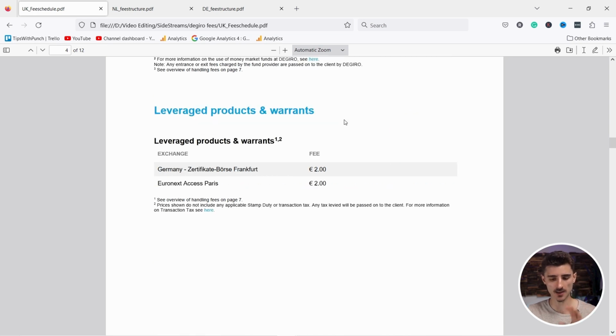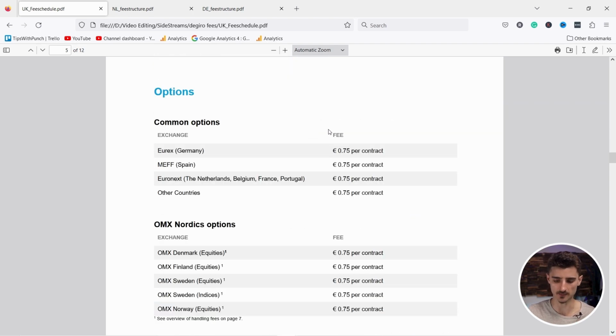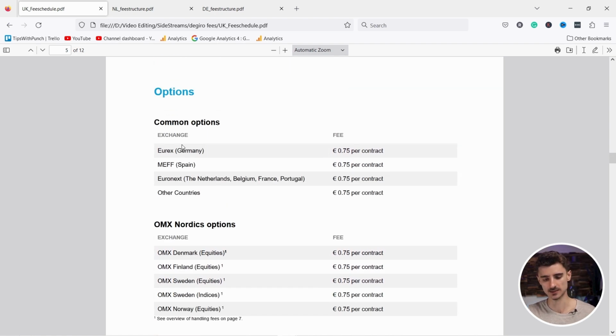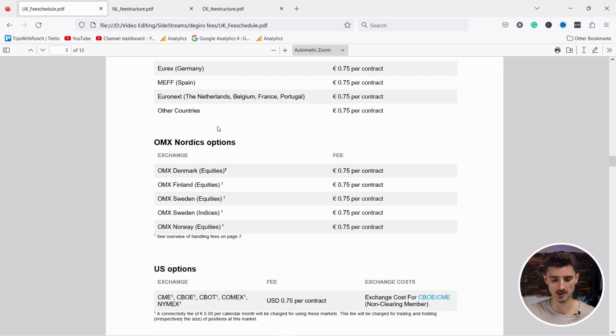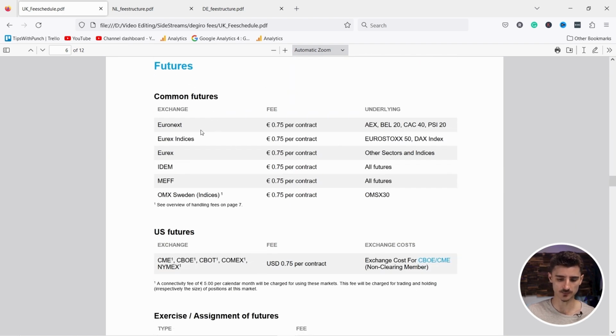Now you have some other products here, for example, leverage, but you can take a look at them here. With options, you also have 0.7 euro per contract. And again, it depends a little bit on what country you're in. And so this might change for you. So that's why I'm gonna skip these. You have the US options here as well. And then you come to futures. Again, a little bit depending on the country.